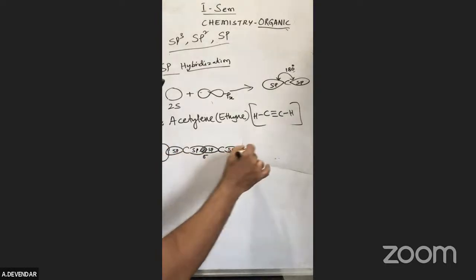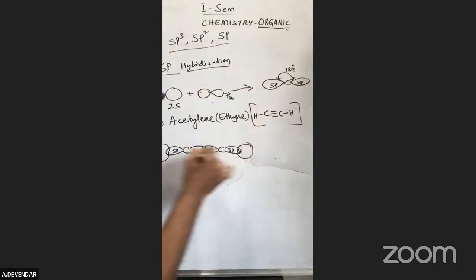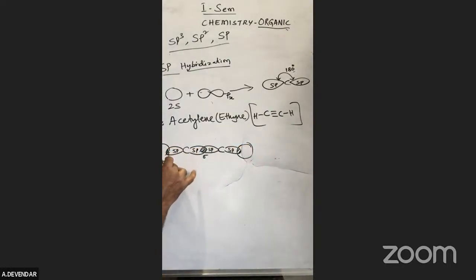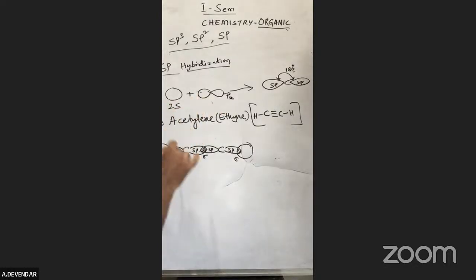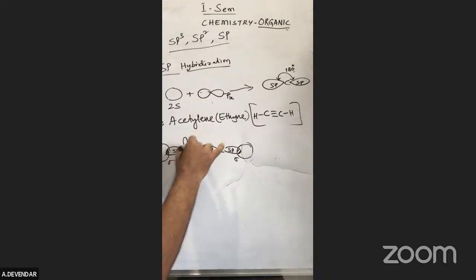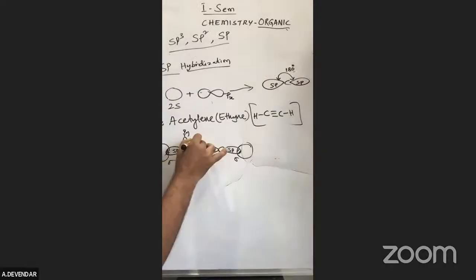That is a spherical s orbital, and again head-on overlapping takes place, forming a sigma bond. How many sigma bonds are formed now? 3 sigma bonds. On each carbon, pure orbitals are still there, which are not hybridized during hybridization. What are they? One is py and another is pz.